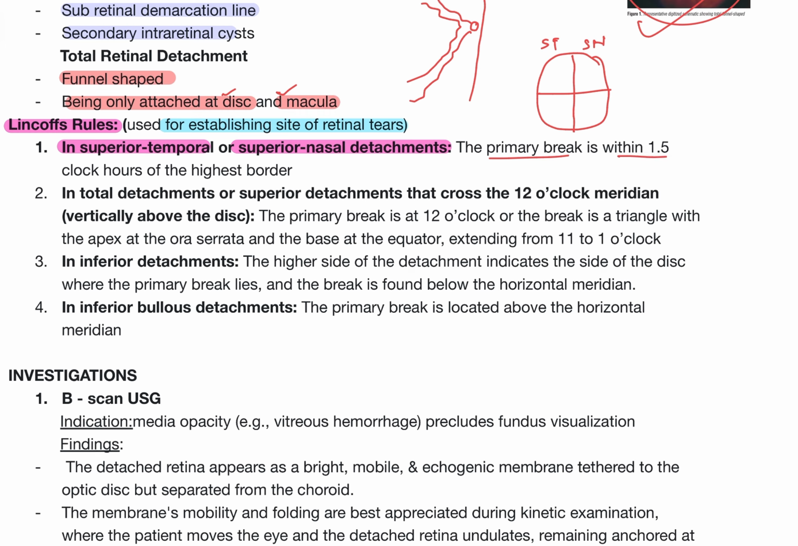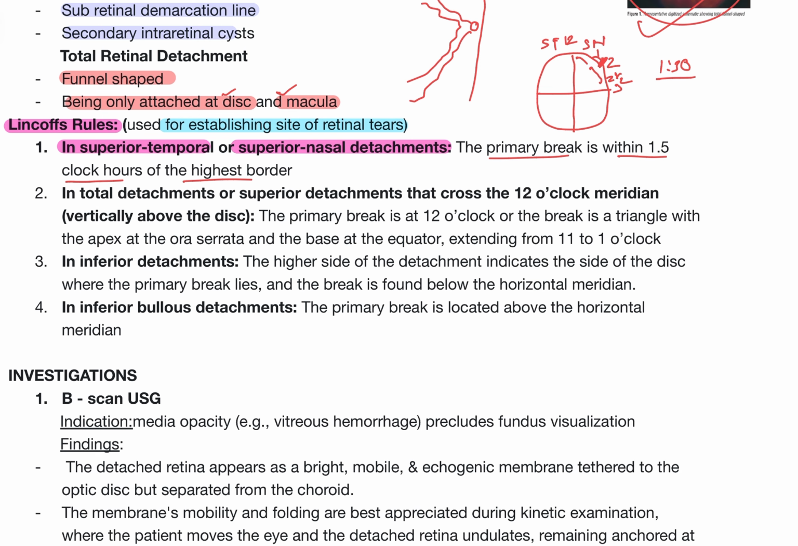The primary break is within 1.5 hours of the highest border. If this is the highest border of your detachment, the primary break will be within 1.5 hours. The distance is measured in clock hours, like 12 o'clock, 1 o'clock, 2 o'clock, 3 o'clock. So if the border is at 12 o'clock, the primary break will be at most within 1:30, somewhere over here, right? I didn't mean the minute hand, it's somewhere over there. If the border is at 1 o'clock, the break will be somewhere near 2:30, in this area. If the highest border is here, it will be like this. That is what you need to understand.